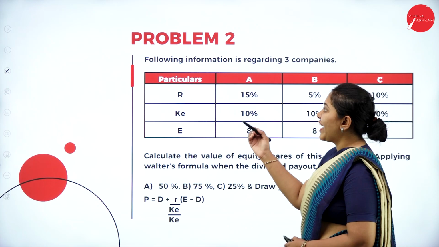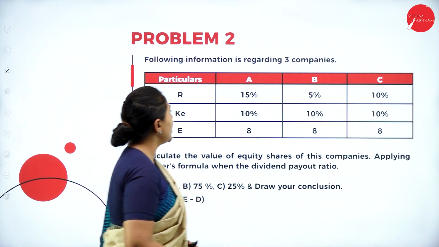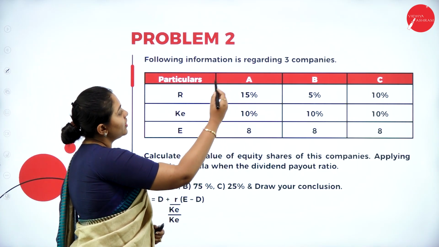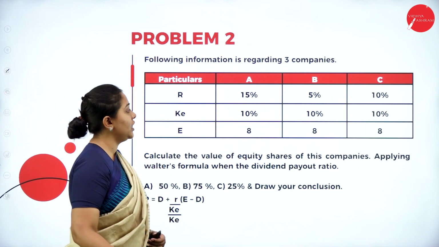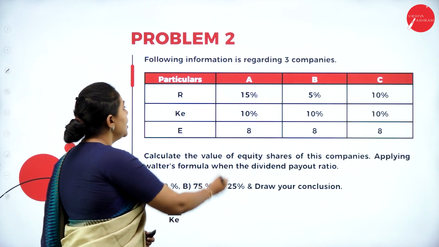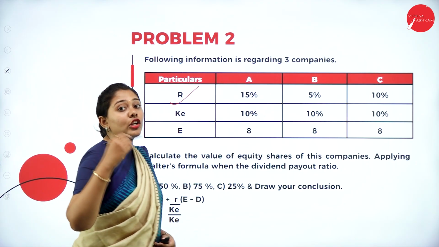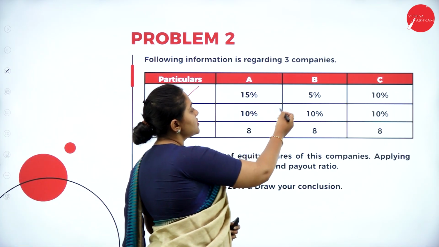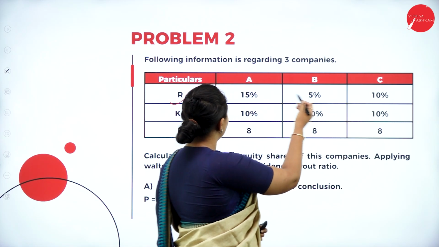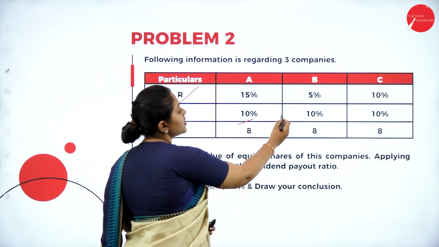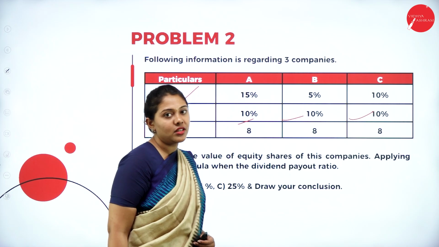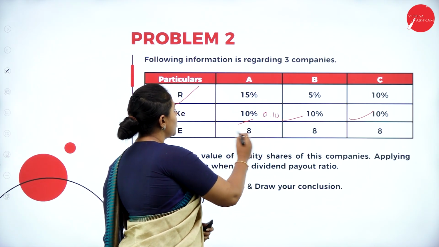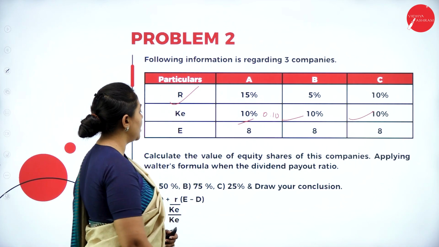Moving forward, we have problem number 2. Let us read the question. The following information is regarding 3 companies, A, B, C. In the particulars, they have given return. Three different rates of return are given in the question: 15%, 5%, 10%. Cost of equity is 10%, 10%, 10%. So 10% is 0.10. Earnings is given as 8 rupees.